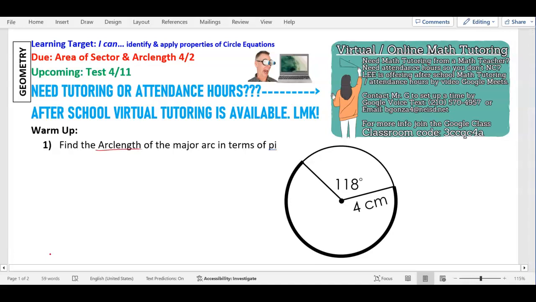Now, on this warm-up, it says to find the arc length. If you don't remember, hopefully you wrote it down yesterday on your warm-up. It's theta over 360 times 2 pi r. This is in your notes from 2 days ago, so you should have that formula.